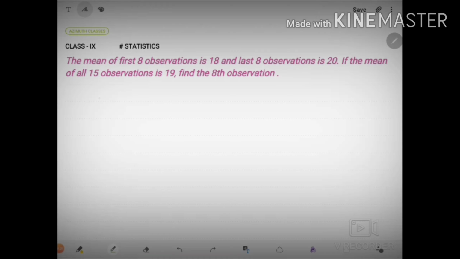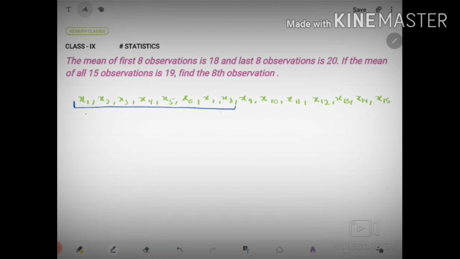First of all, we will be considering all the observations for understanding purposes. Let us write all the observations like x1, x2 and so on. So these are the 15 observations which are being discussed in the question. So we will be considering the first 8 observations starting from here to this. If we find the mean of these first 8 observations, it is coming out to be 18.